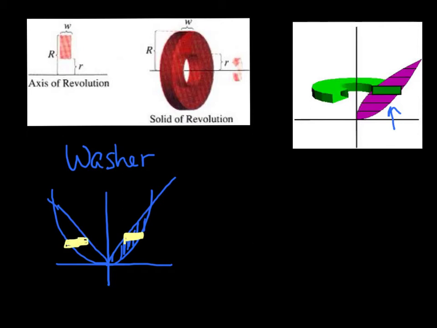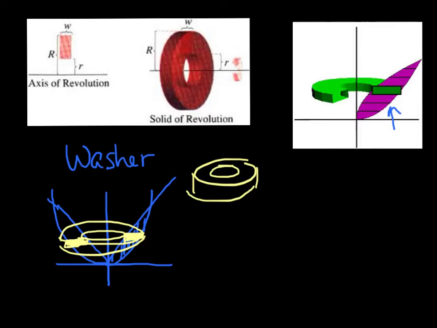So when that happens, my shape is actually going to look more like a cylinder or a donut with a hole in the middle, a washer. So much better picture here, or here if it's a dy. So that's what your shape is going to look like.